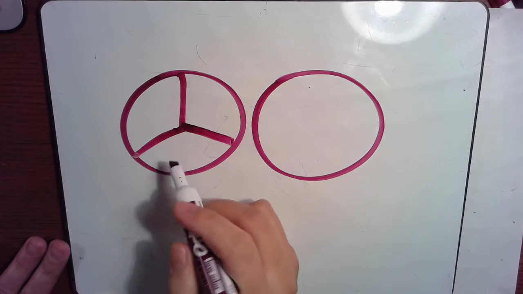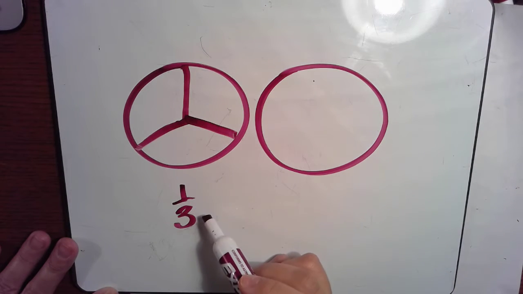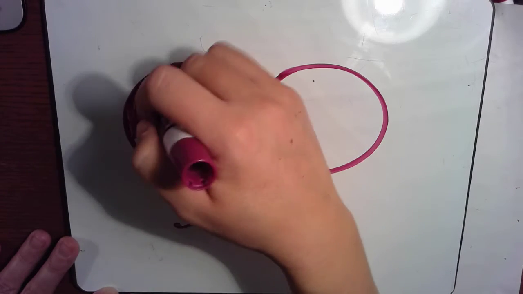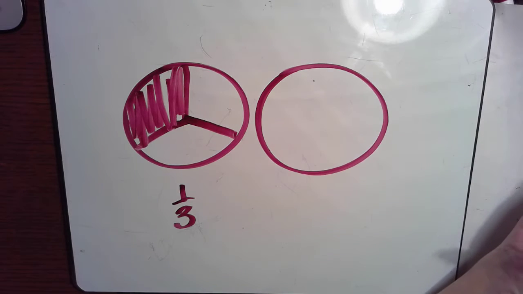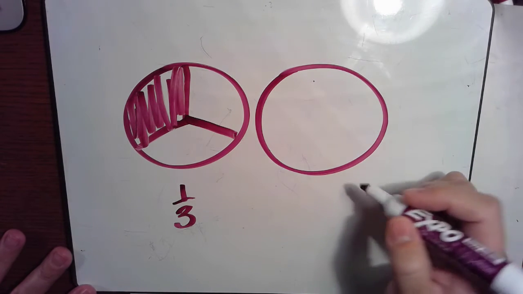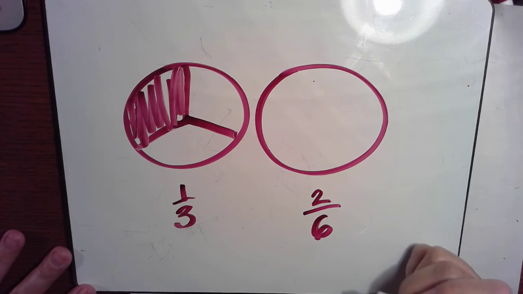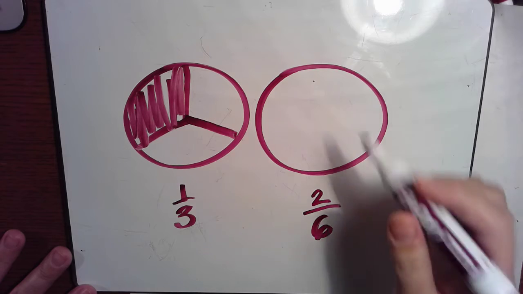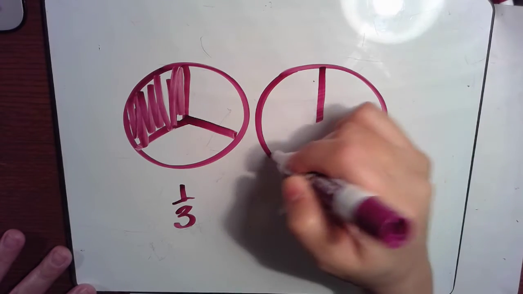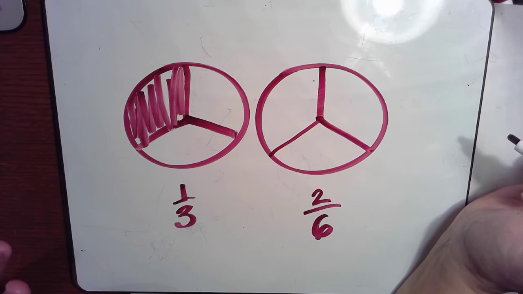Let's shade 1/3. So 1 part out of 3. And over here we are going to shade sixths. And I'm going to ask you to shade 2 parts out of 6. Now let's start by thirds. If you want to pause and do it your own way, that's fine.